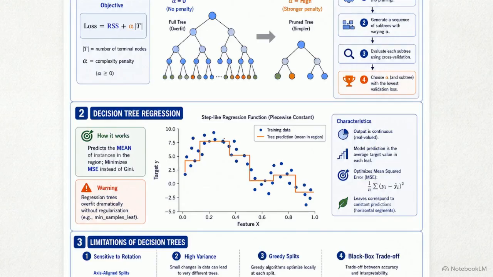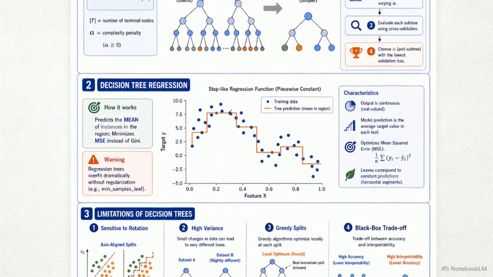If you need to predict continuous numbers instead of categories, CART pivots to decision tree regression. To do this, it simply swaps out Gini impurity for mean squared error. Looking at this regression graph, you'll notice it doesn't generate a smooth curve. Because every leaf node predicts the exact mean average of the data points within its specific region, the resulting prediction line looks like a series of flat steps.